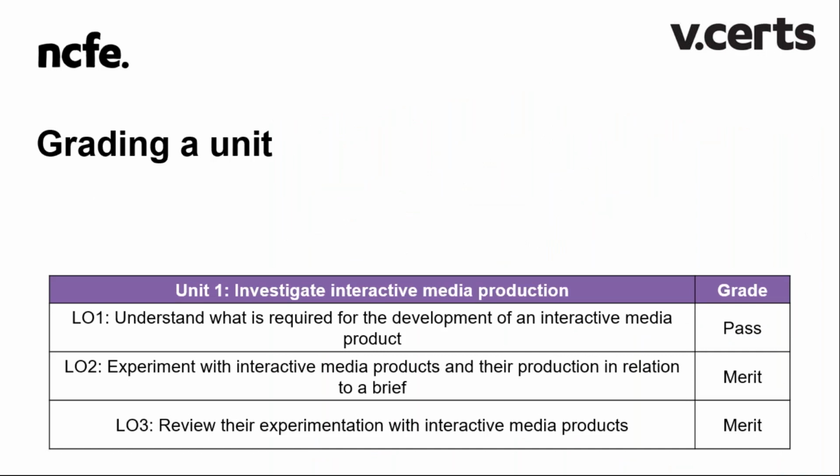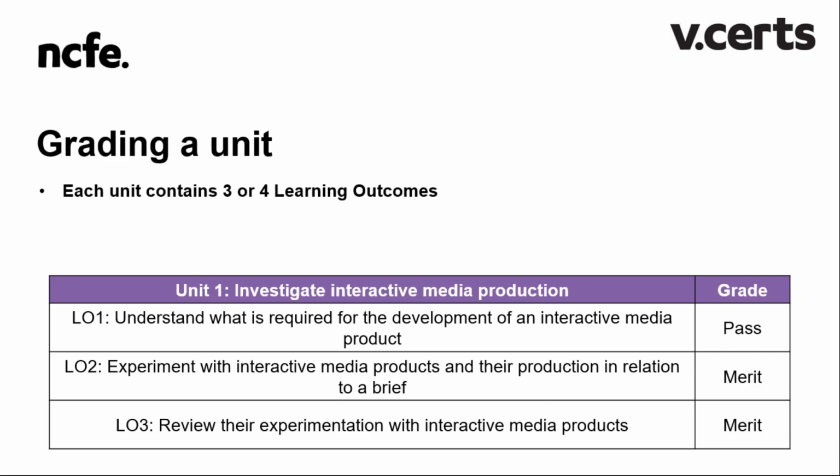And when it does come to the grading, each unit does consist of 3 or 4 learning outcomes, and each learning outcome is to be graded. So to get a pass in a unit overall, the learner needs to achieve a minimum of pass for each learning outcome. So if they get a pass in one outcome and then merits in the other 2 outcomes, their final grade is still a pass.